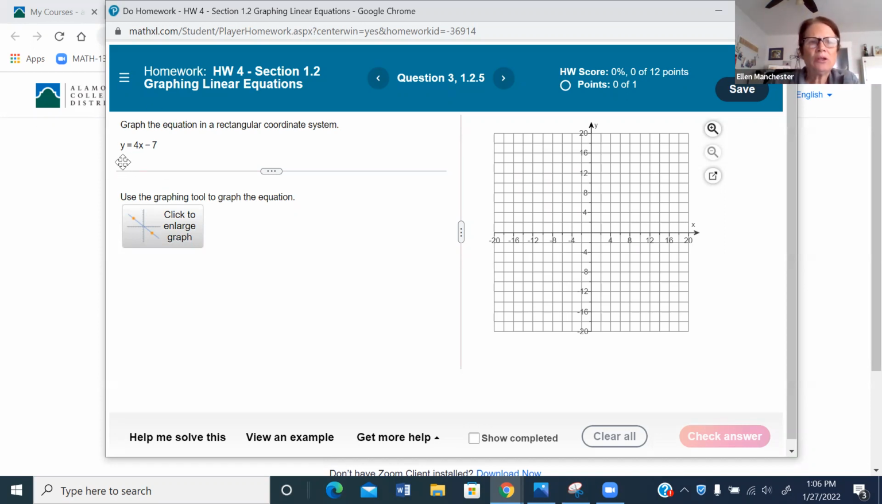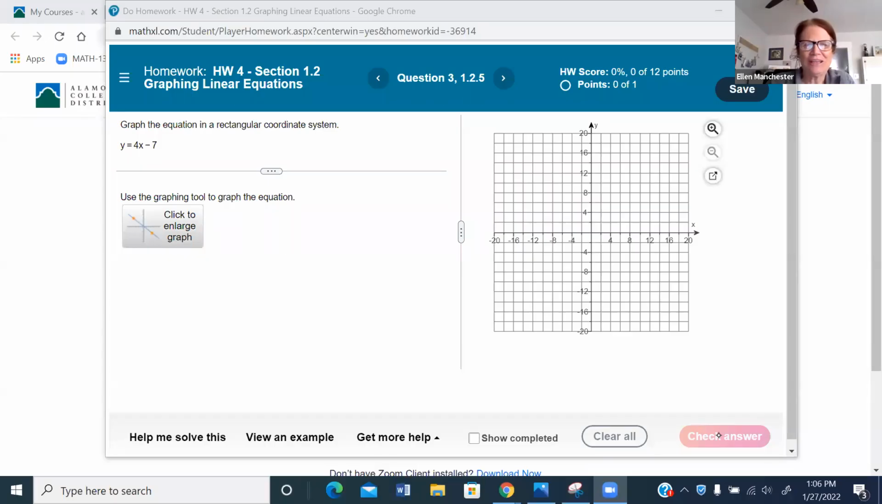So this one, we know it's slope intercept because it's in the form y equals mx plus b. Oh, darn it. Sorry. I was trying to get the pencil. So this is in the form y equals mx plus b.